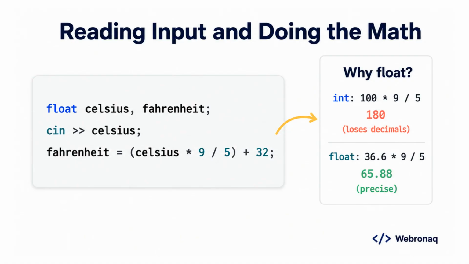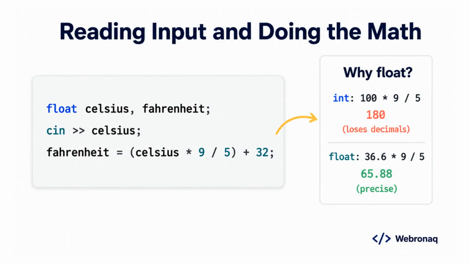Here is why. The formula multiplies by 9 and then divides by 5. If Celsius is an integer like 100, the computer does 100 times 9, gets 900, then divides by 5, gets 180. That works out cleanly. But try 37. You get 333 divided by 5, which should be 66.6. But with integers, the computer just throws away the decimal and gives you 66. That is integer division, and it silently loses precision every time. By using float, we keep the decimals, and the math stays accurate.